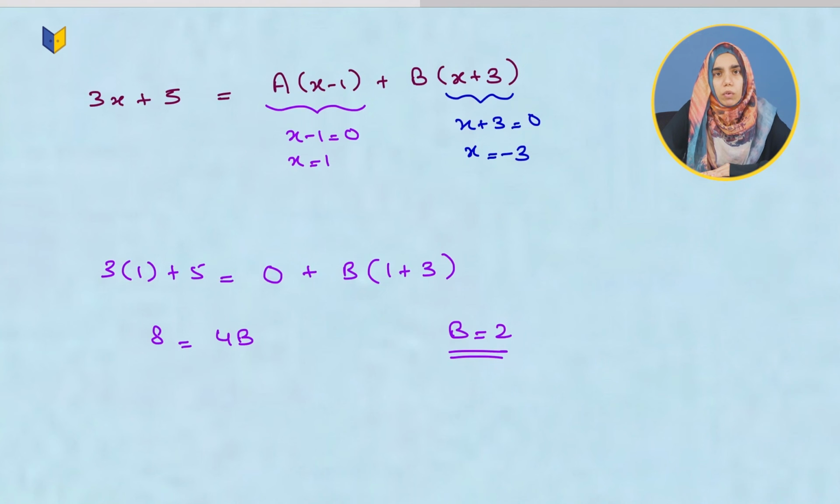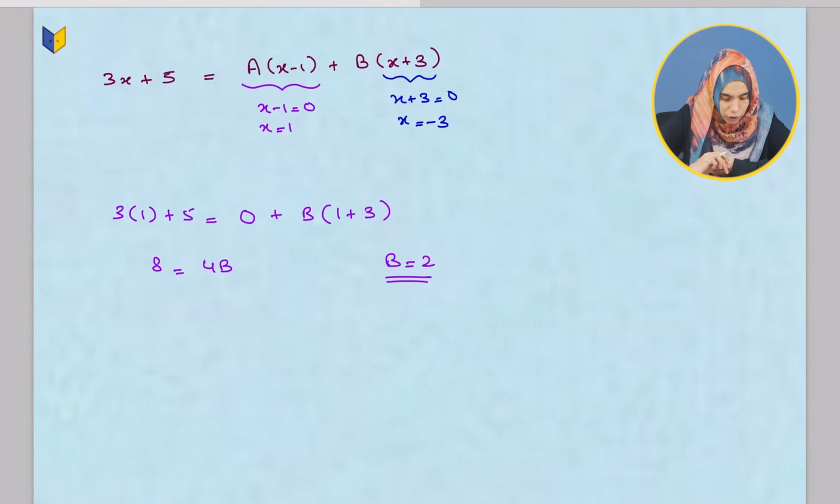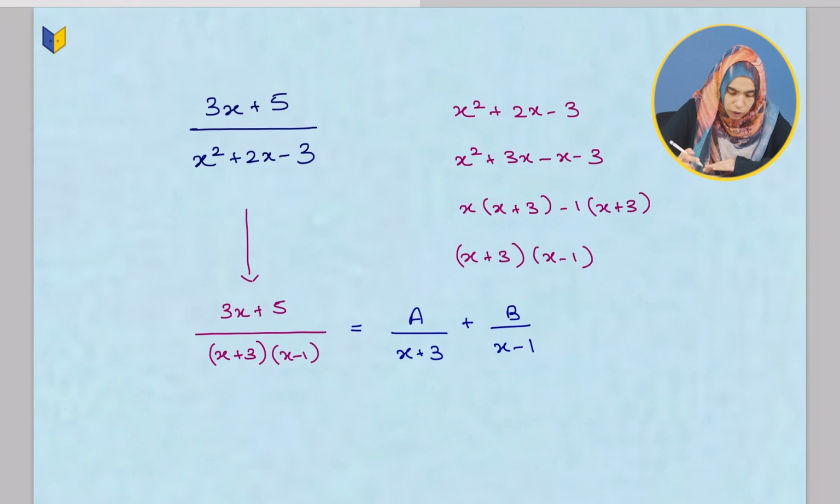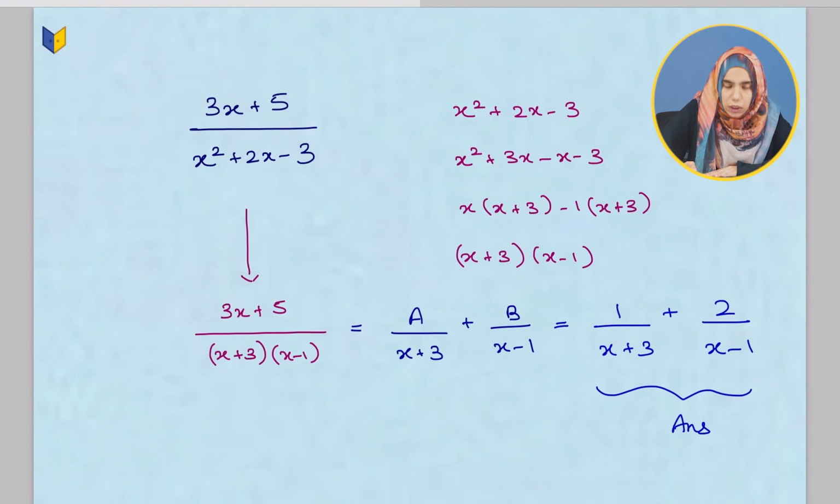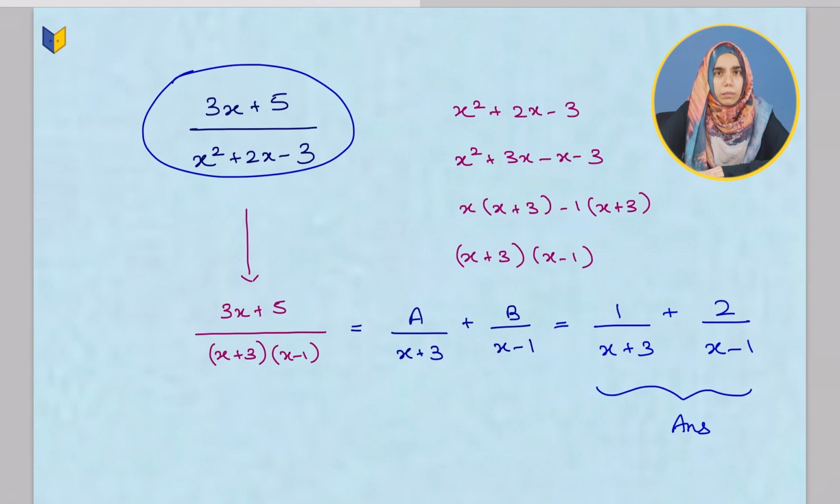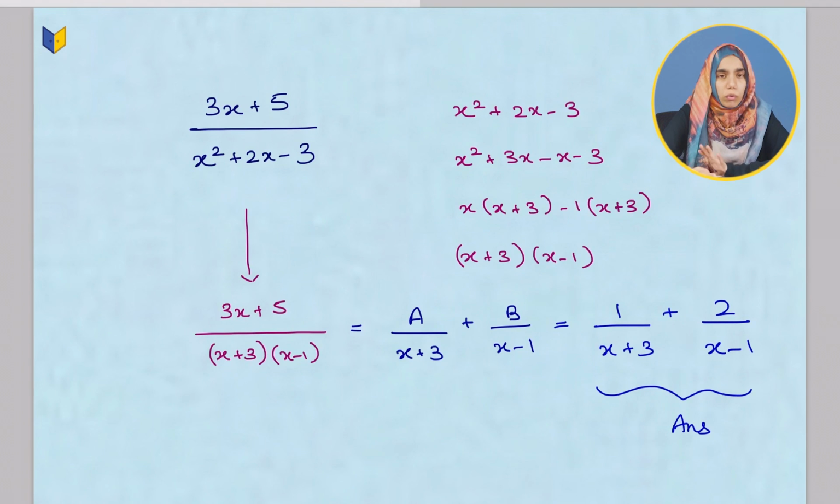I have a and b, which means I have the numerators and hence the two partial fractions. Let's go back and write down the partial fractions using a as 1 and b as 2. So this basically is 1 upon x plus 3 plus 2 upon x minus 1. This is the answer. These are the partial fractions for this original fraction. So that is the thing. You always have to start with the factorization of the denominator if it's not already factorized for you.